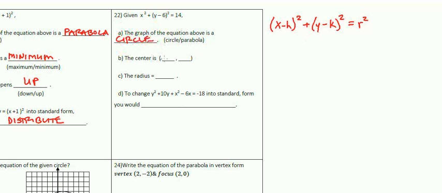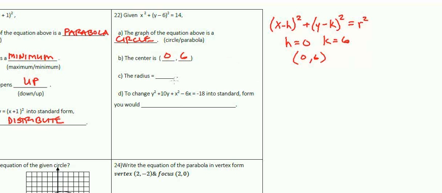Letter B says the center is, they want us to tell them what the center is. If we look at the equation, we can see that the h value is not specified here. There isn't a value for h, so h must be 0. And then remember the k value comes from this part of the equation. We reverse or flip the sign. So the k value here is positive 6. So since our center is at (h, k), the center must be at (0, 6).